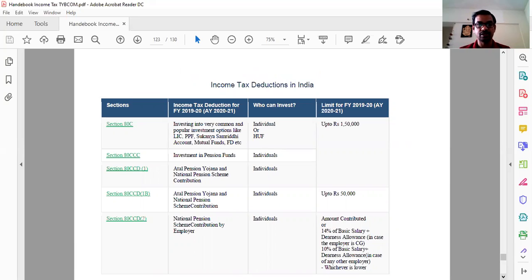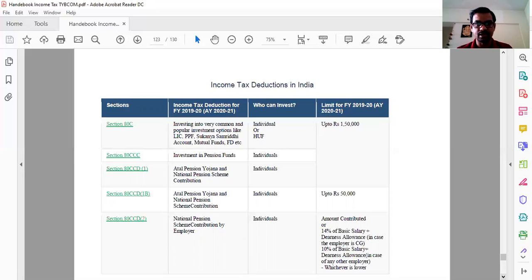So first of all, there is section 80C. These deductions are there: investing in very common and popular investment options like LIC, Public Provident Fund, Sukanya Samruddhi account, mutual fund, fixed deposits, then tuition fees of the children, as well as principal amount of a housing loan and life insurance. These are the investments under the common section.